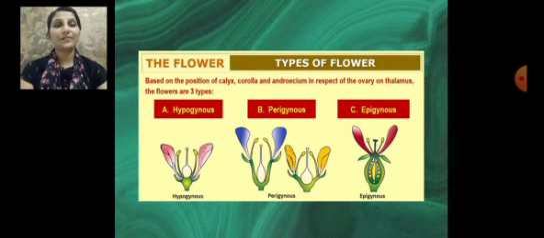Next type of flower is based on the position of calyx, corolla, and androecium with respect to the ovary on the thalamus. Based on the position of these three whorls, that is calyx, corolla, and androecium, in respect to the ovary, there are three types of flowers. They are hypogynous, perigynous, and epigynous.